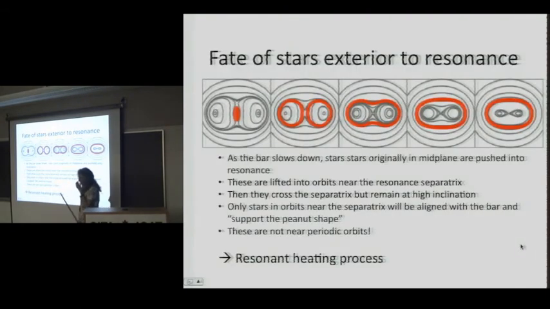So since the resonant capture model doesn't work, the new model is you start off with stars that are in the plane just outside resonance. And as the resonance moves outwards, those stars are now kicked up into the separatrix. And then as the resonance keeps moving outwards, those stars move out here and they become more and more just like stars evenly distributed in the galaxy.